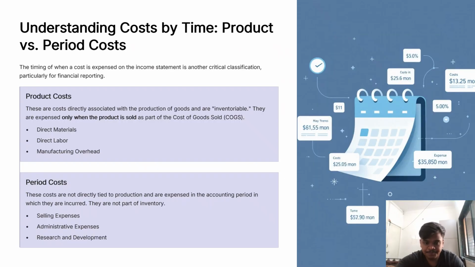Coming to the next slide, cost classification by time. Costs can also be classified based on when they are recorded in accounts. The product cost: these relate to the production and are included in inventory. They become an expense only when the production is sold. The period cost: these do not relate to the production and are expensed when they occur. Examples include selling and administrative expenses.